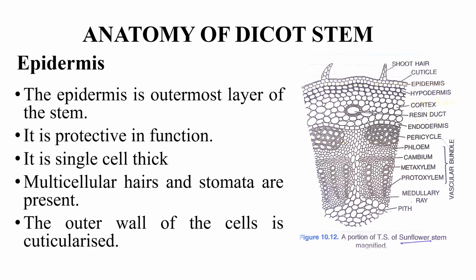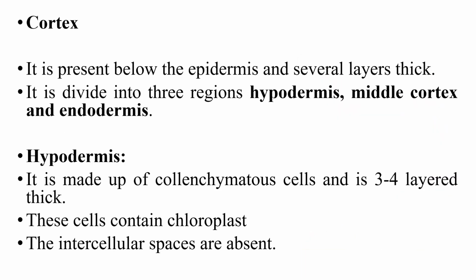It is a single layer, that is uniseriate. Multicellular hairs and stomata are present. The outer wall of the cell is cuticularized, that means a cuticle layer is present. Then cortex. After epidermis, inner to epidermis, the cortex layer is present and it is several layers thick. It is divided into three regions: first hypodermis, then middle cortex, then endodermis. So first of all, the outer layer is epidermis, inner to epidermis hypodermis is present, then cortex, then endodermis.